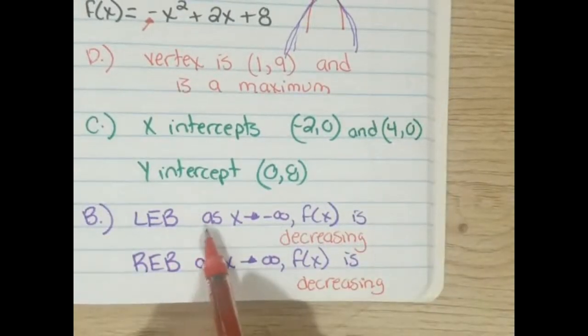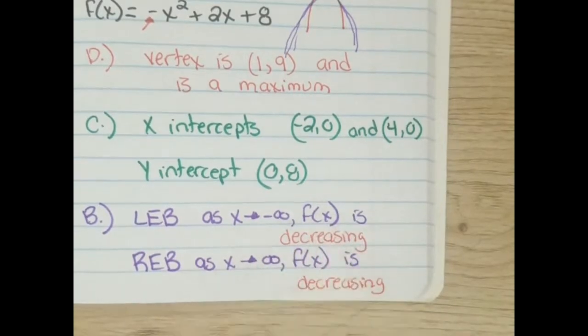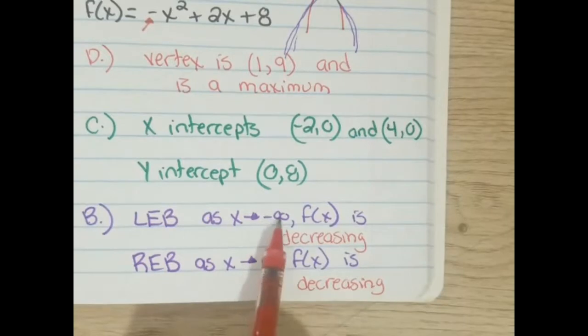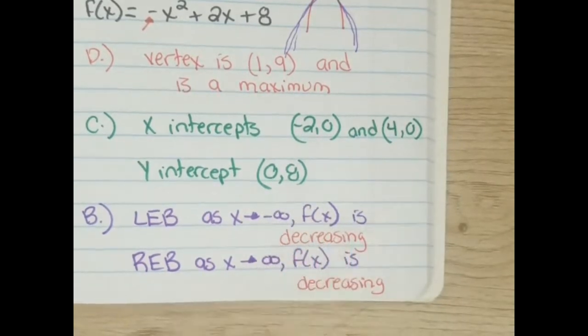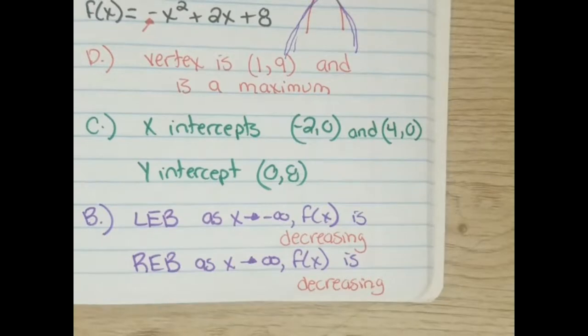And yeah, definitely remember to write the entire thing. As x approaches either negative infinity or positive infinity, f of x is either increasing or decreasing. All right. And then we'll do part A.